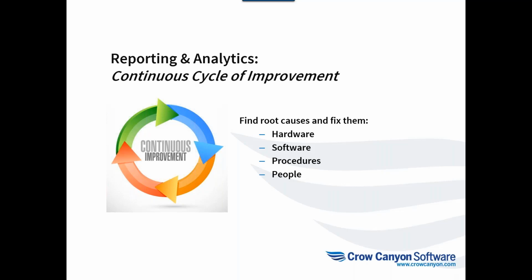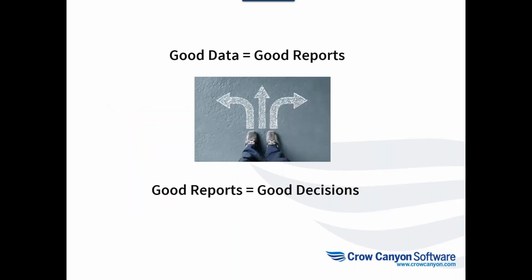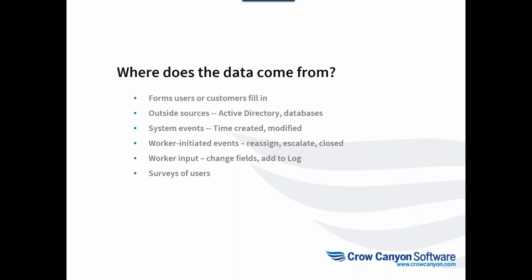That's going to help drive the continuous cycle of improvement so that your application is serving not only the immediate purpose of managing the queue and the complaints, the questions, the inquiries, the requests, but also helping drive a secondary process of improvement where you can put in other procedures or improvements or upgrades to improve the process. So of course you want good data to get good reports, and good reports make good decisions. So it's important to gather the right data during the process of running your application.